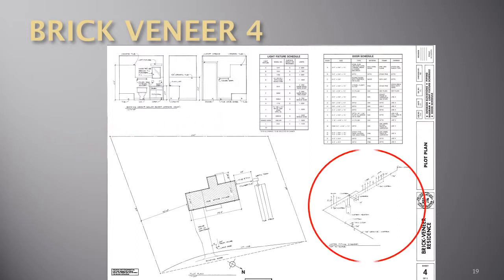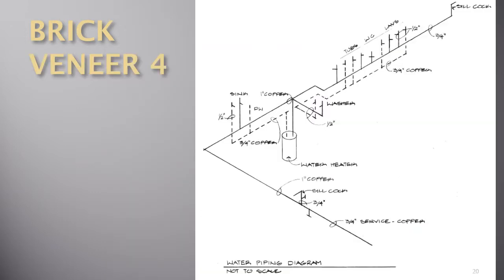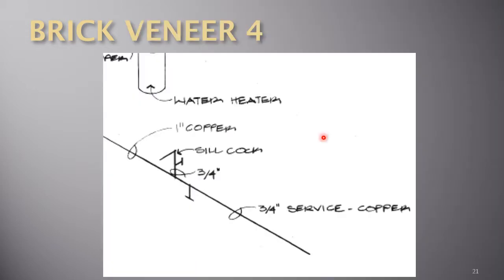So let's take a closer look at this area of the drawing. We have here a water piping diagram. Notice it says not to scale. So whatever dimensions you might think this is representing, you cannot tell from this drawing. So we're going to look at each piece of it.